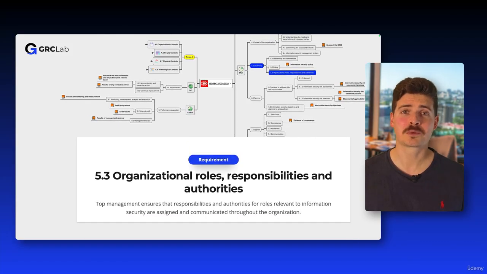So as you know, ISO 27001 is protected by copyright, which is why I can't provide you with the original contents of the standard. But what I can tell you is that clause 5.3 is all about top management and their responsibility to assign and communicate roles and responsibilities to maintain the ISMS conformance with the requirements of the standard and to report its performance to top management.